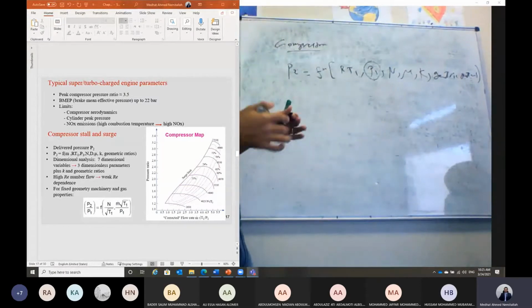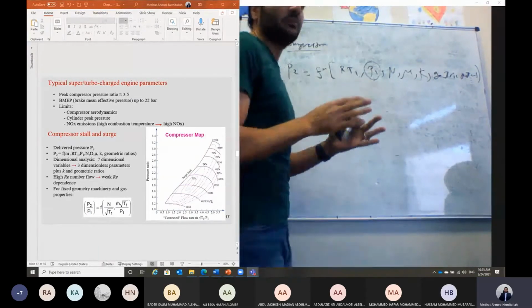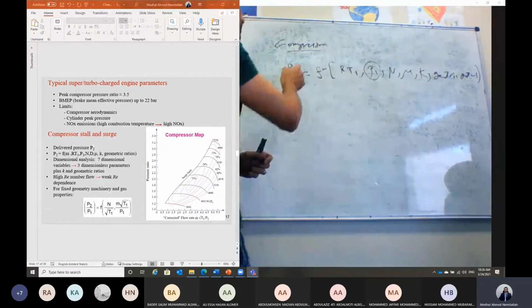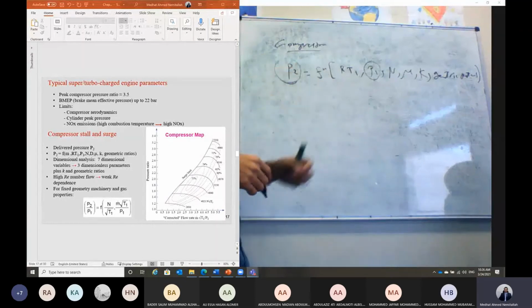We said the design of the compressor should take the shape of a diffuser so that we can get an increase in pressure. So the output pressure of the compressor should be a function of many parameters.